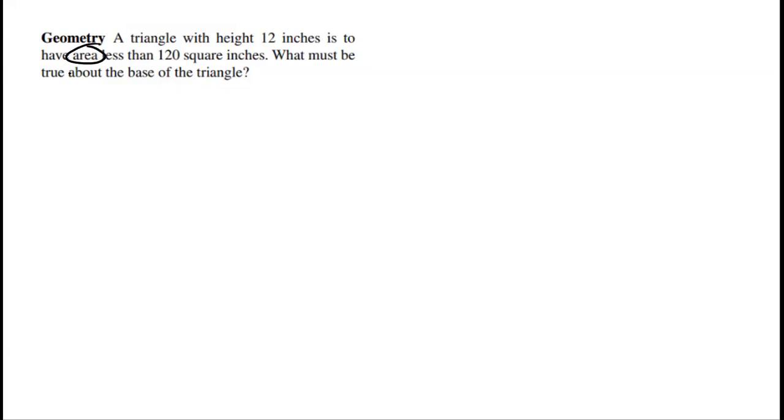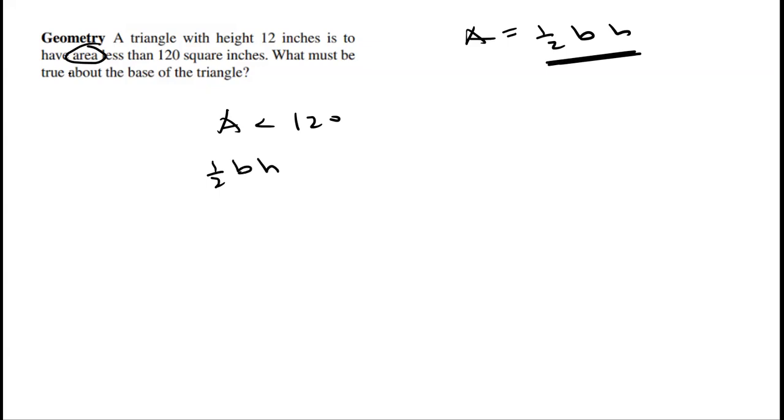So here we're talking about area, right? So the area of a triangle is 1/2 times base times height. And what do we know about that? It has to be less than 120 inches. So A has to be less than 120. Okay. So what do we know A to be? Well, A is 1/2 times base times height. So we're going to replace A by 1/2 times base times height, because A equals that. And that's going to be less than 120.